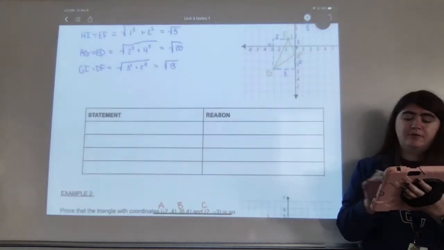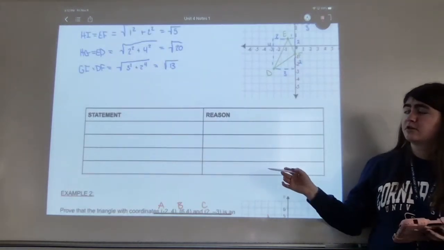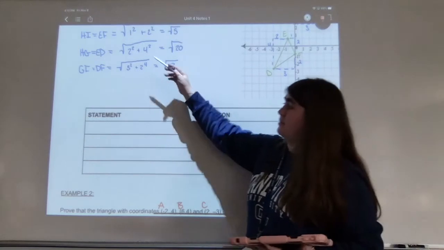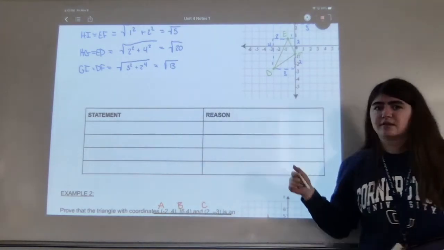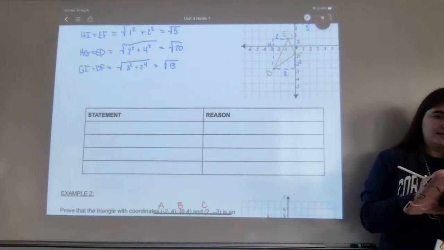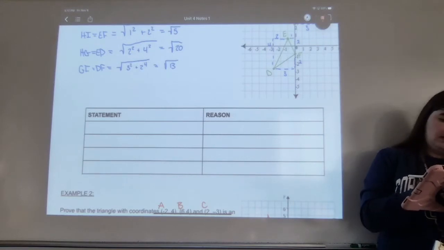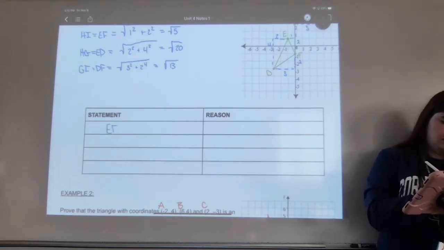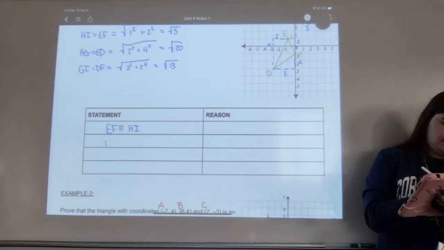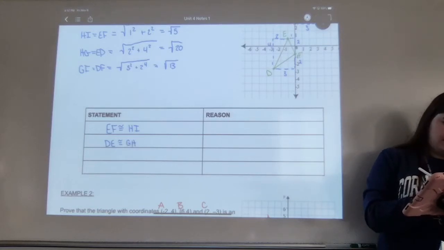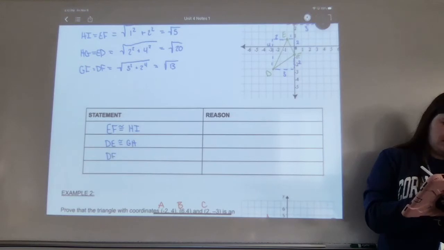So in my proof, the first 3 lines of this proof are actually just going to be writing my congruence statements, and there's no given statement on this. So in my first 3 lines, I have EF is congruent to HI. I have DE is congruent to GH, and I have DF is congruent to GI.